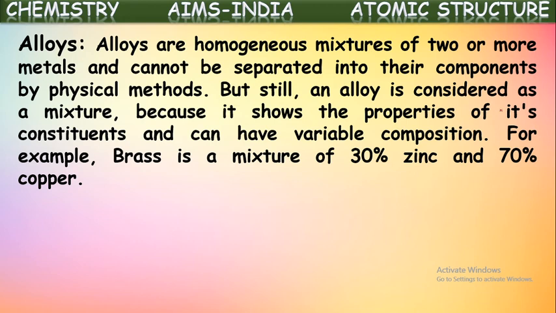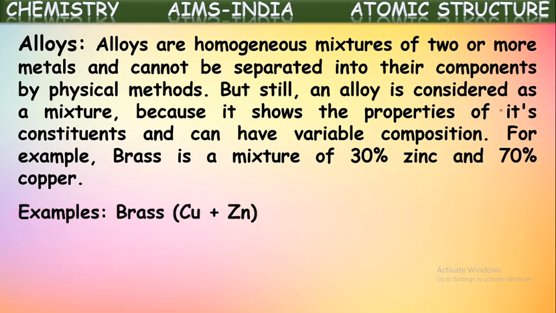For example, brass is a mixture of zinc and copper. The composition may be varied also. We see some utensils made of brass in our homes, even these temple bells. So this brass is actually made of copper and zinc. Two metals are mixed into it. Even though it seems like one component, it is a composition of two metals, copper and zinc. So it is a homogeneous mixture. It is called an alloy.